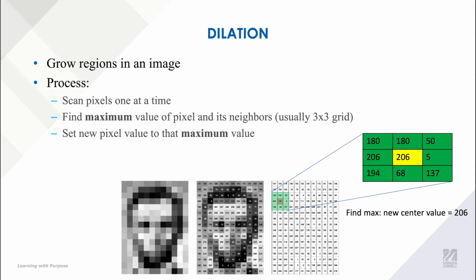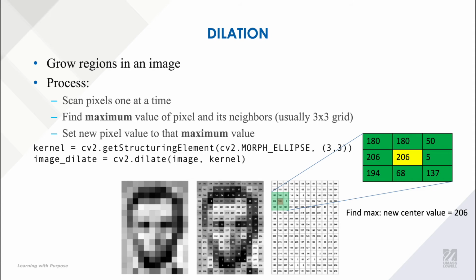In OpenCV, this looks very similar to the erosion function. You set up your kernel, you again give it the size of the grid you want, and then you use the dilate function on your image using that kernel.